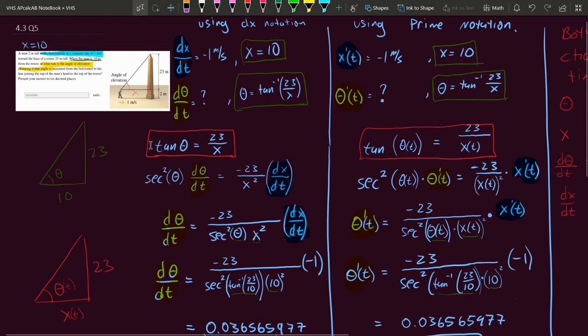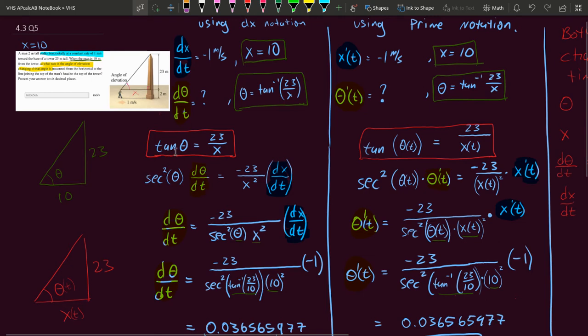Now, when you start this question, you actually have to start with x not being 10. And so you use this red triangle down here to say, all right, look, this is my triangle. This is the theta, and it changes with time. And this is x, and it changes with time. And the relationship between theta and x is dictated by this: tangent is opposite over adjacent.